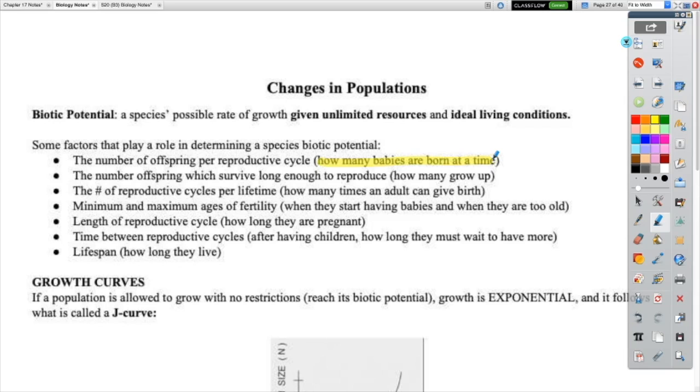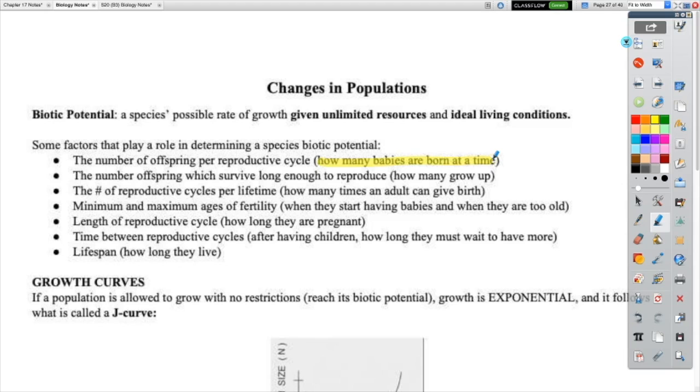Compare that to a dog that can have litters of like 12 puppies. Now, just two adults are producing 12 offspring. Compare that to insects that can literally have thousands and thousands of babies in just one reproductive cycle. They can grow their populations a lot quicker if we let them.